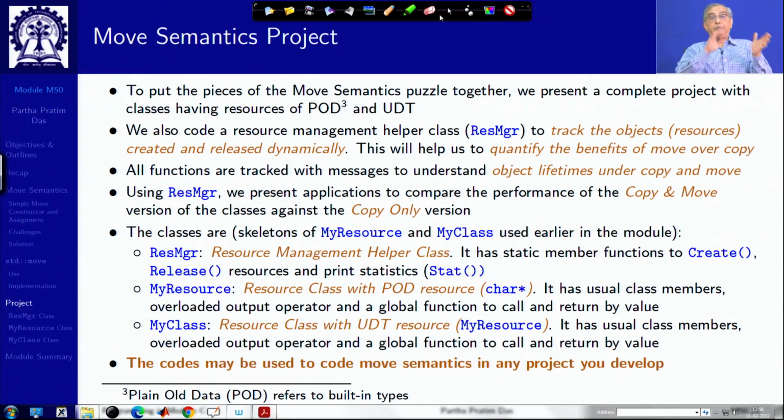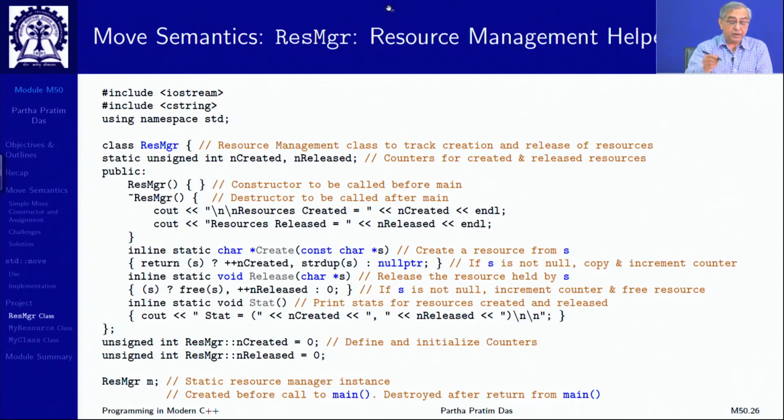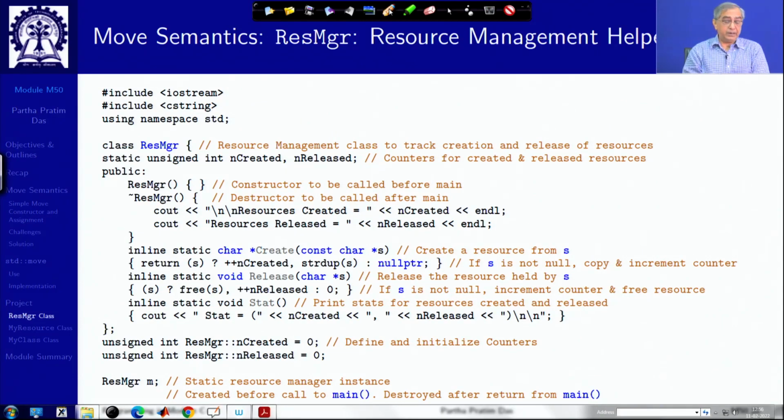So, with that I show both versions, a copy only version of each class, my resource and my class, and a copy and move version of these classes, and for the same application we evaluate how many resources are created and how many resources are released, to see that even in a simple application what kind of benefit you can get by the realization of the move semantics. So, this is your resource. You go through the details, it is heavily commented. So, you should have no problem in understanding this. So, this has 3 static methods, static because I just want to call it from anywhere without tracking the object, and actually ideally this should be designed as a singleton class, which I did not do.